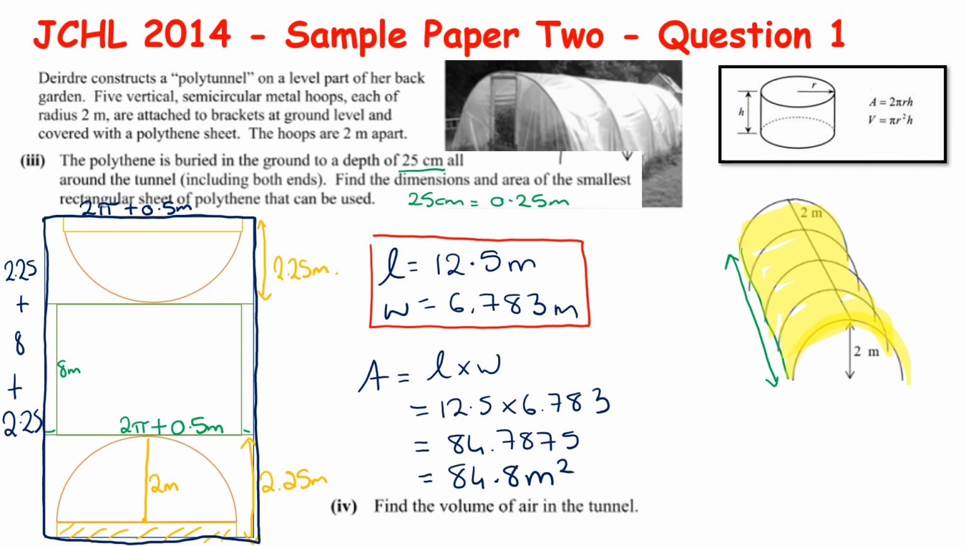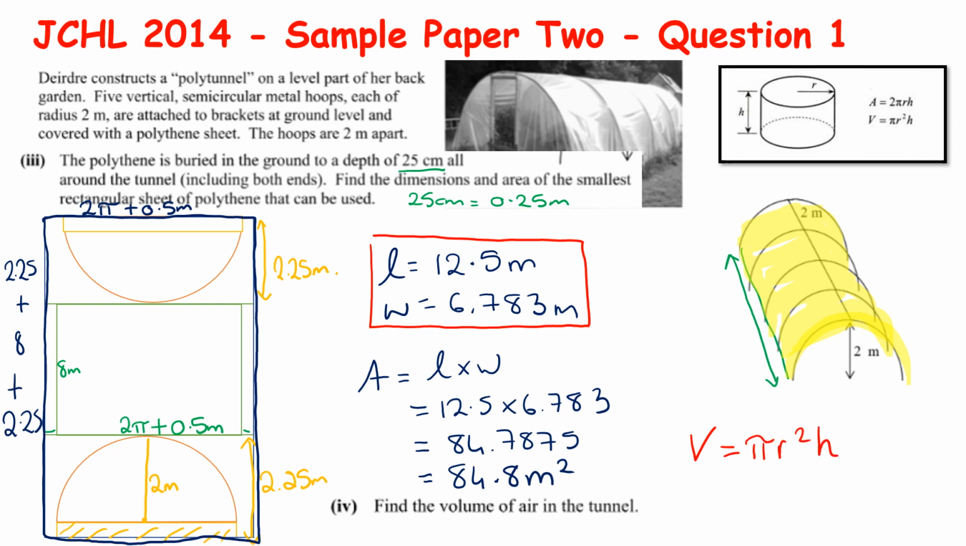Instead, they were looking at that one sheet that will cover the whole thing. So it's a take on our surface area. So the last part of this question is to find the volume of air in the tunnel. This is very straightforward. So what I would say is don't assume that because a part is hard, the rest of the question you won't be able to do.